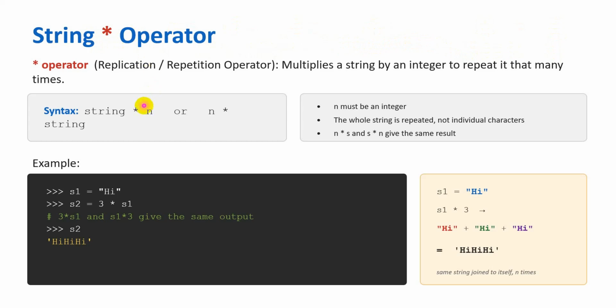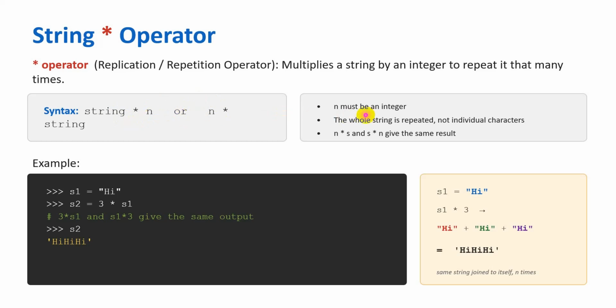The syntax: a string, then the star operator followed by n. n must be an integer, or we can give n star string. The string will get repeated n number of times.